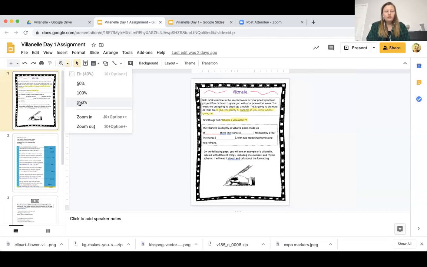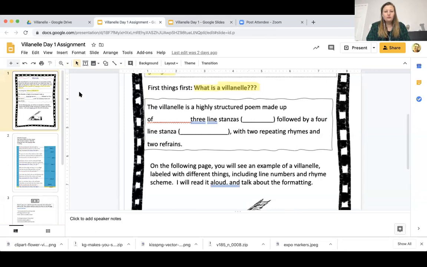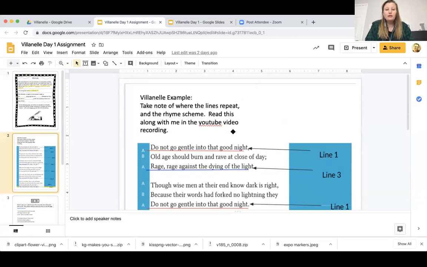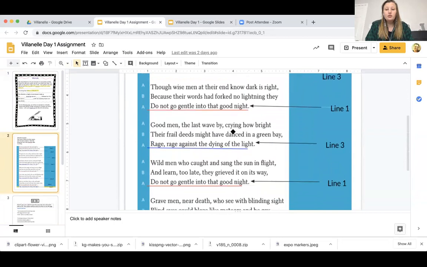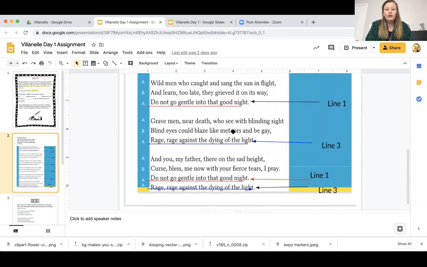I'm going to zoom in a little bit just so you have a better idea of what this is supposed to look like. Okay, so first of all, when I say first things first, what is a villanelle? That question is answered by the slides in the Google slide presentation. Okay, here is the copy of the example poem that I just read with the labels.